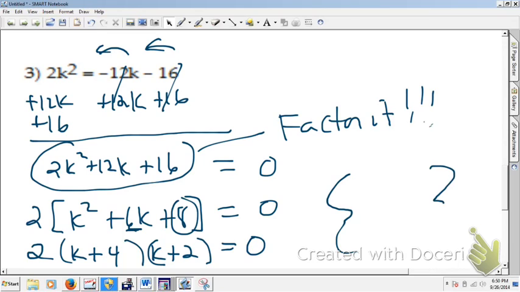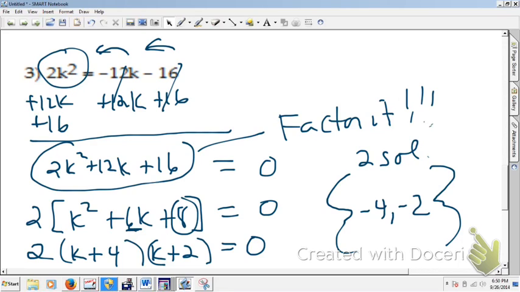So curly brace, 2 solutions. And of course there's 2 solutions because of the second degree equation, but namely negative 4 and negative 2. What plus 4 makes 0, what plus 2 makes 0, and then here 2 never equals 0, so that doesn't affect the solution set. So again, only 2 solutions. All right, hope that helps.